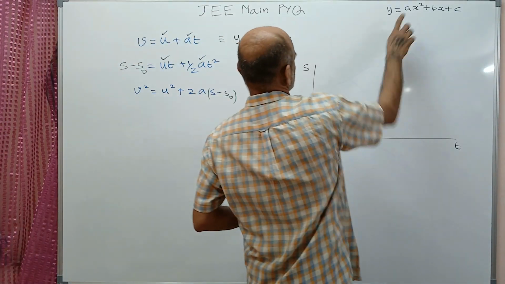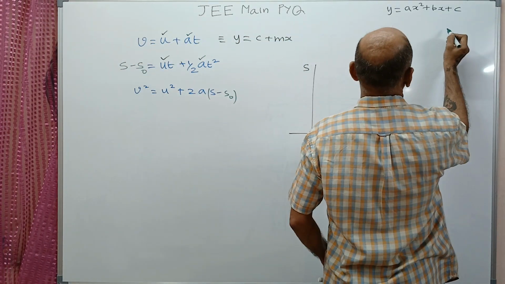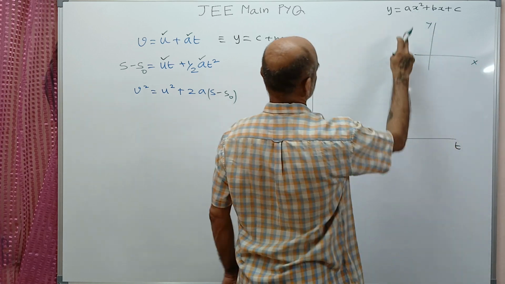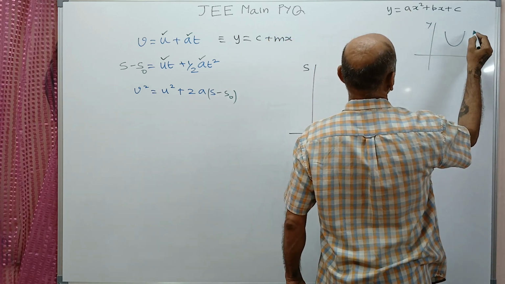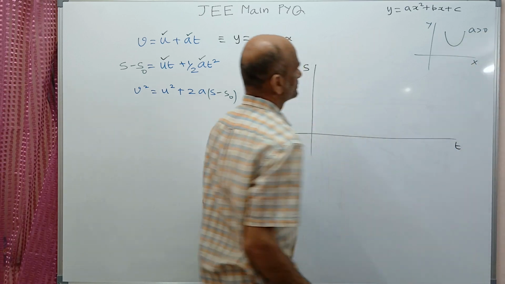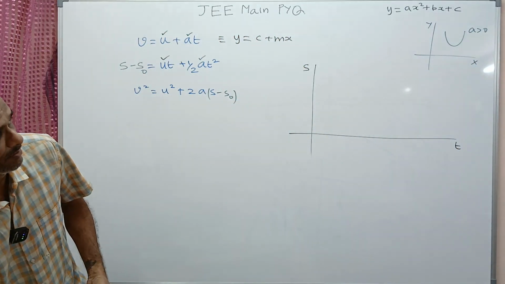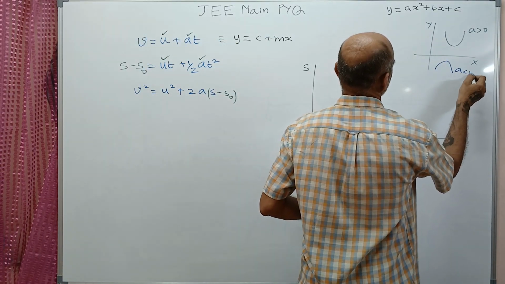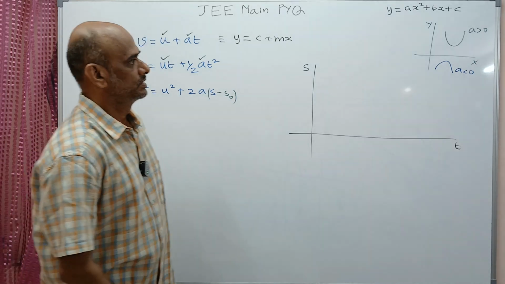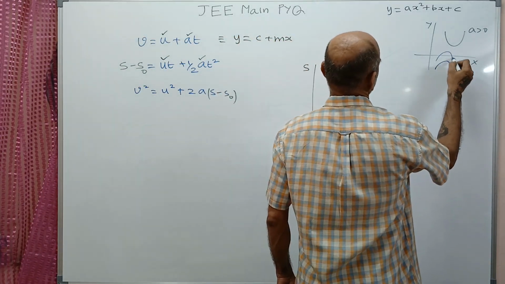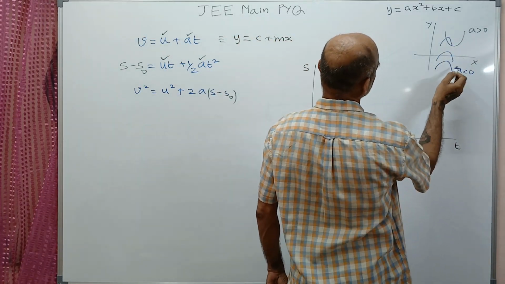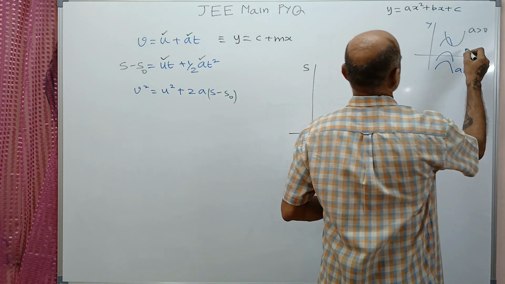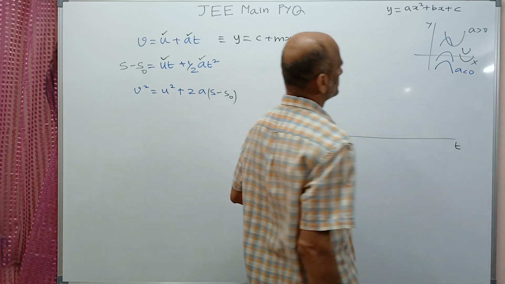If this a is positive, the parabola will look like this, x versus y. This parabola will look like this if a is positive. This is the basic of a parabola. If a is negative, then the parabola will look like this. It can also go like this, or it can also go like this. For all these three, a is negative. Similarly, with a positive, it can also be like this, or it can be like this.